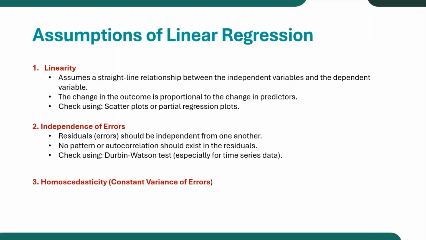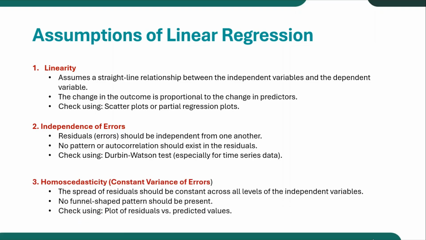3. Homoscedasticity, constant variance of errors. Finally, we assume that residuals have constant variance across all values of the independent variables. If the spread of residuals changes, for example forming a funnel shape, that violates this assumption. We check for this by plotting residuals against predicted values.